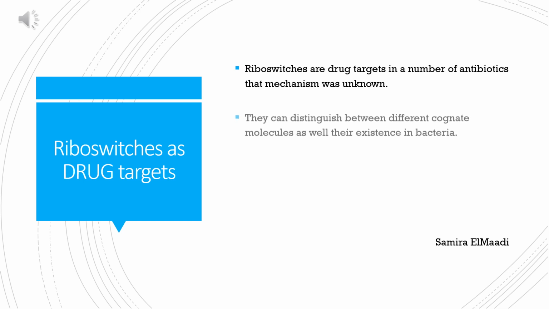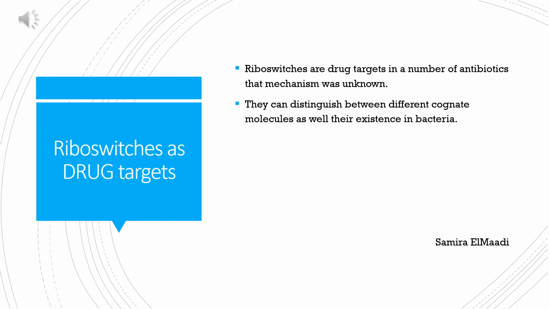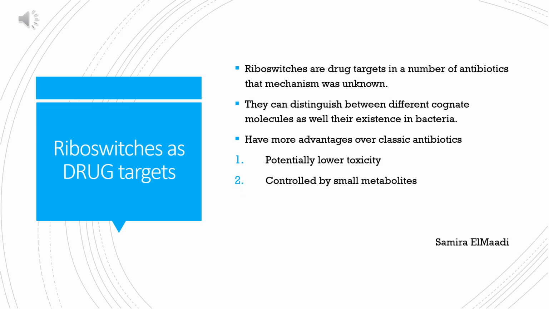Riboswitches can distinguish between different cognate molecules as well as their existence in bacteria. The use of riboswitches as antimicrobial drug targets has many advantages over classic antibiotics. They have a lower toxicity because riboswitches are not found in humans. They are controlled by small compounds which are simple metabolites. This makes them easy to deliver into the system. This would make them cheaper to manufacture and would make them easier to modify.